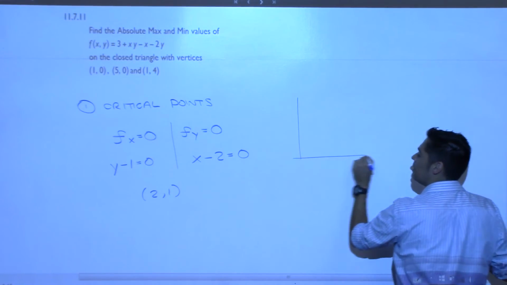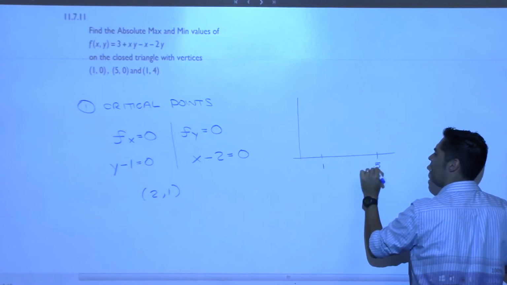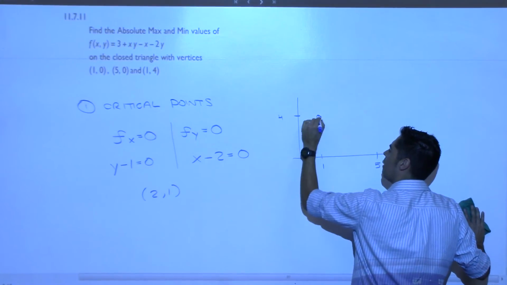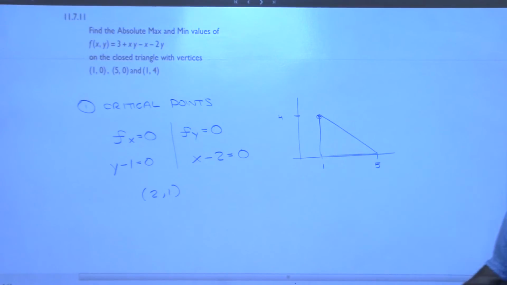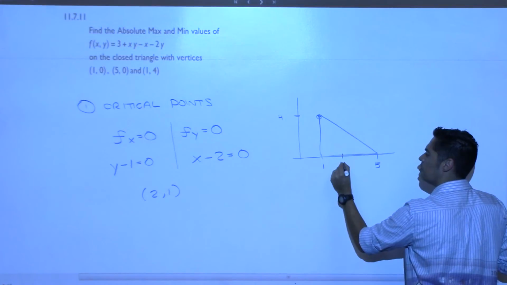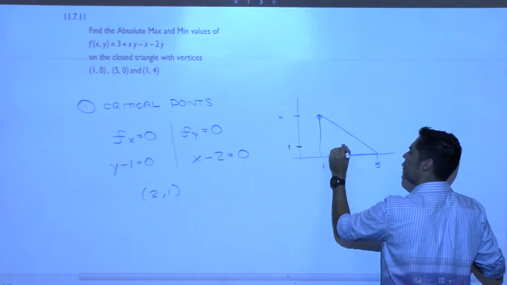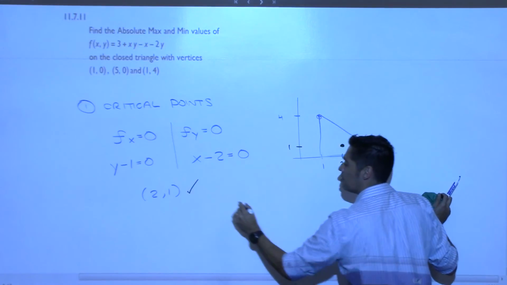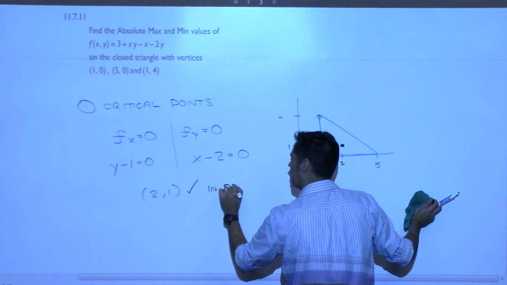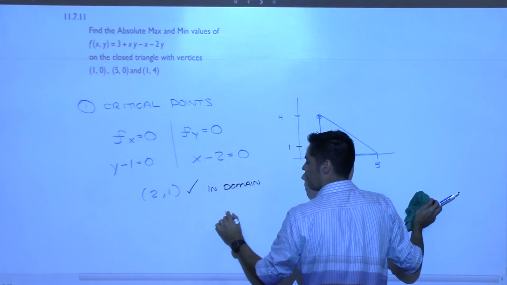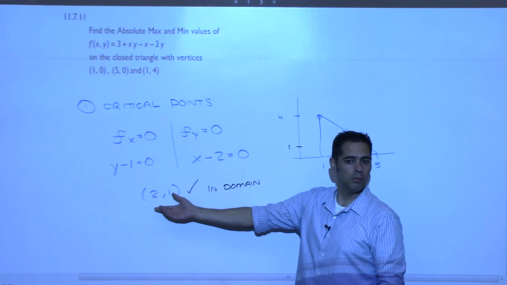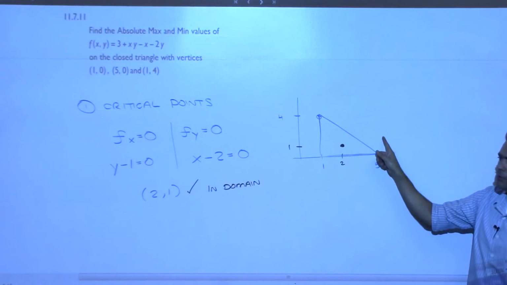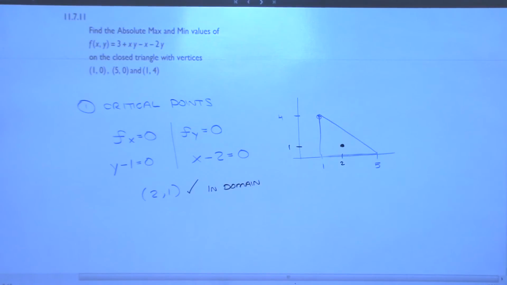Let's sketch the domain even though I had it. 1, 5, 4. We had our triangle here. Does this critical point live in there? Does it live in here? Yeah, it's 2, 1. So it's in here, right? So I'm going to put a little check mark. It's in the domain. That means I need to check it. What if that instead was the point 5, 2? I wouldn't check it, right? I would just chunk it.